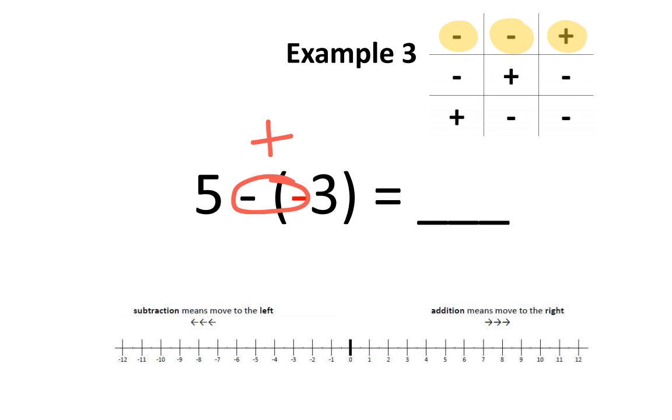Now, using our number line, we're going to start at 5 and we're going to move 3 spaces to the right, which means we're going to end up at 8. Therefore, 5 plus 3 is equal to 8.